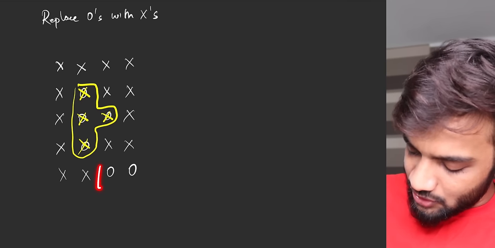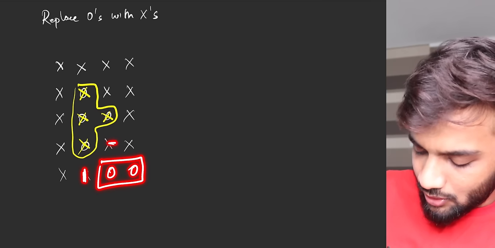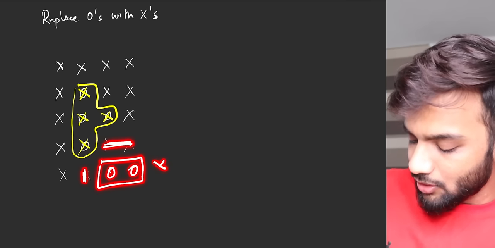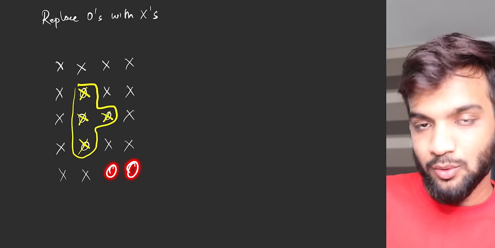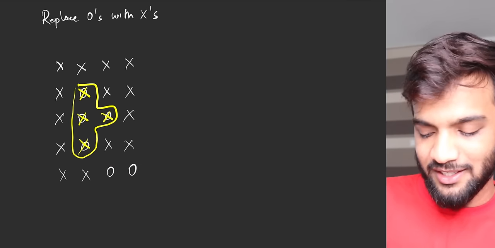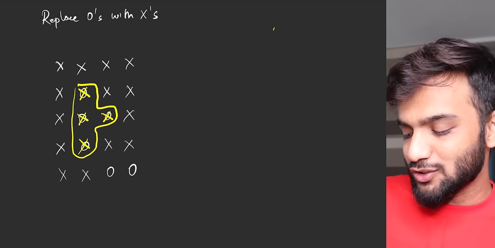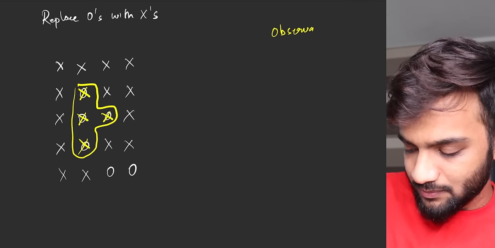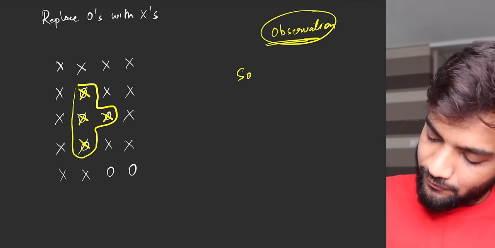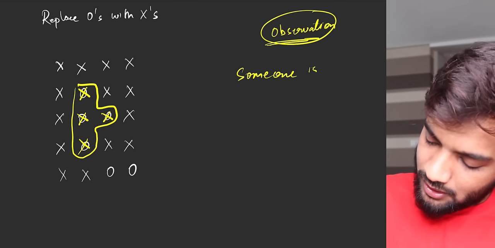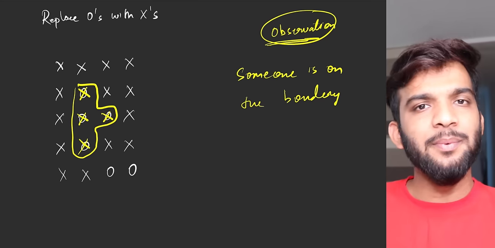But the moment I see these O's, this is surrounded by X on the left, on the top, but nothing on the right, nothing on the bottom. It is vacant. So thereby, these O's will stay as O's only. So what I can say is, what is the first observation that you figured? If someone is on the boundary, that is where he cannot be covered.